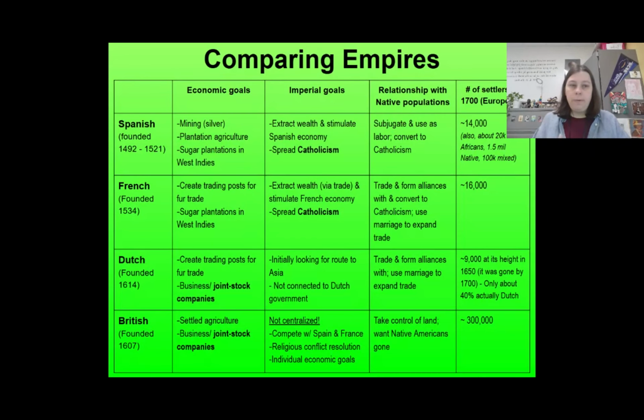The Spanish do wind up finding some gold, but the primary source of wealth for the Spanish Empire is going to be in mining silver, in particular in South America, and then also in general plantation agriculture, especially sugar cultivation in the West Indies, which is something that all of these empires have in common. There's a big fight over the West Indies for sugar cultivation.